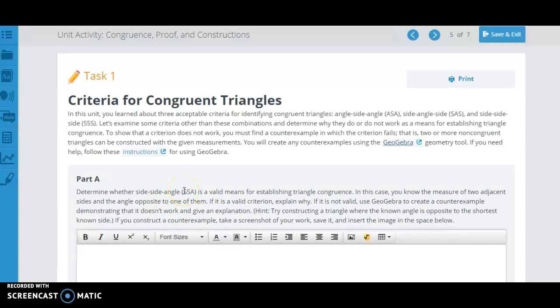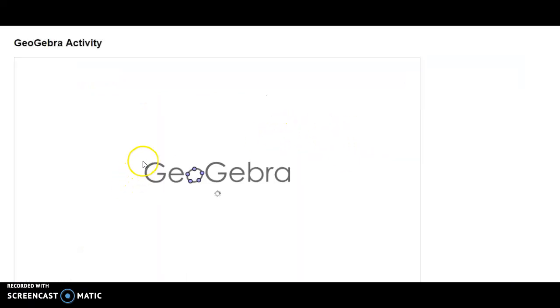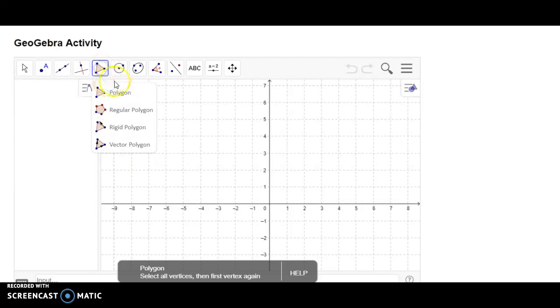And so what we want to do, in this first one, is ask: if one side and the side next to it and the angle next to that are all the same, can we make only one triangle with exactly those things, or can we make multiple triangles that have those exact things? Okay, so if we go to GeoGebra, we're just going to go ahead and make a random triangle.